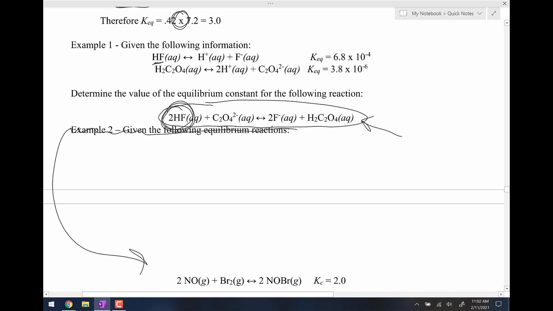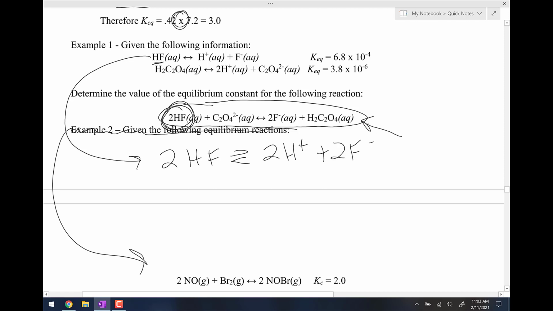So what does that mean I have to do in order to get 2 HFs? I have to double that whole equation, which means I'm going to take this first equation, rewrite it down here, and double everything. And again, I'm kind of lazy. I'm going to leave out the aqueous parts.